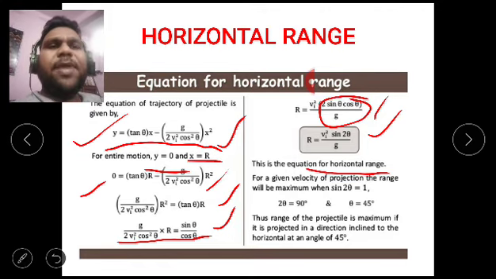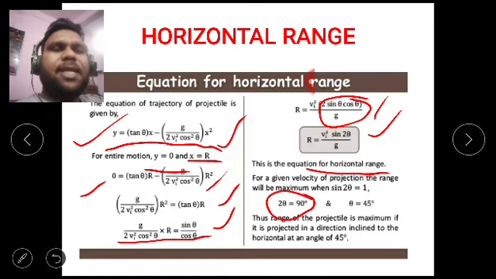Okay, and now when will it be maximum? Horizontal range will be maximum when the term involving sine is 1. Why will it be 1? The reason is the range of the sine function is from -1 to +1. Sine function can never be more than 1. So r will be maximum when sin 2 theta is equal to 1, and that happens when 2 theta becomes equal to 90. Solving, you will get theta is equal to 45.